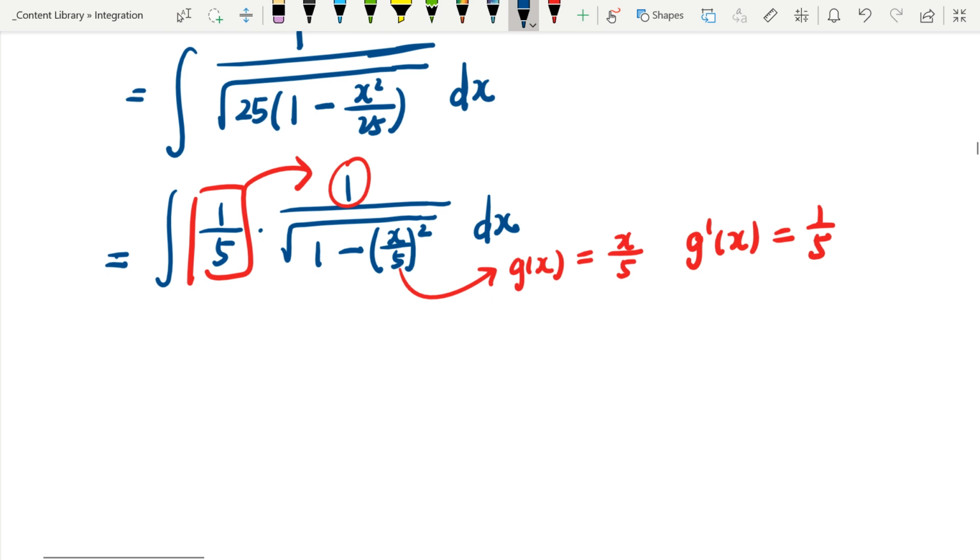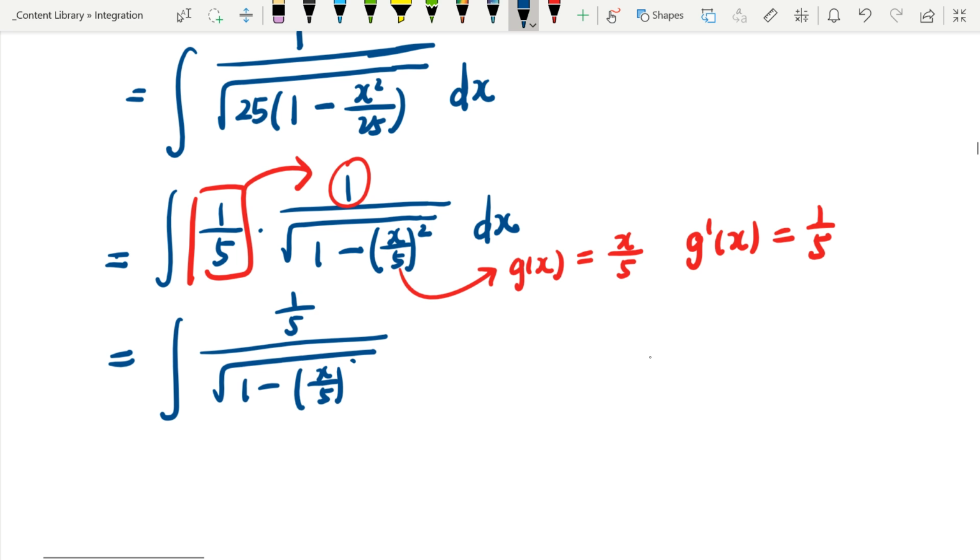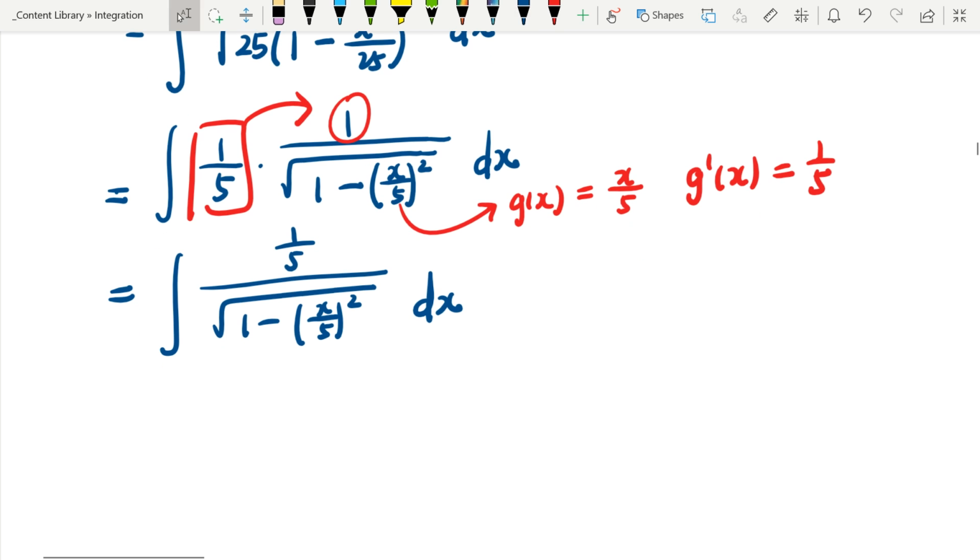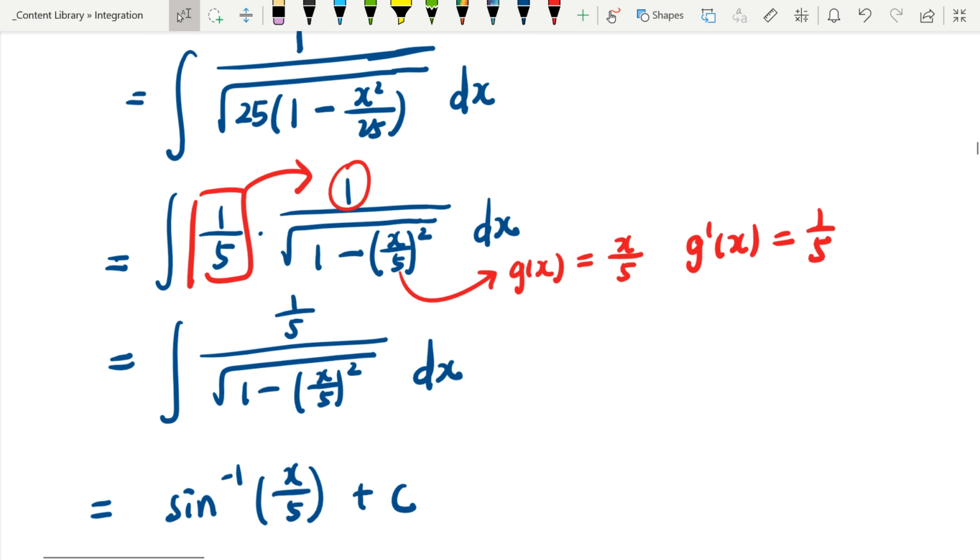I'll show you what to do in the next question if there's no 1 over 5 and I need to create one. But here, I'll just put 1 over 5 here, and that's 1 minus x over 5 squared. So now it's exactly in the form of g dash x over the square root of 1 minus g(x) squared. And I know that's the sine inverse of x over 5, plus c. I know I'm not doing the quickest way for this question, but I want to use this example to show you how to work on those types of questions.